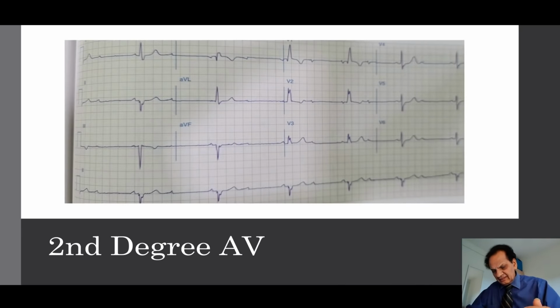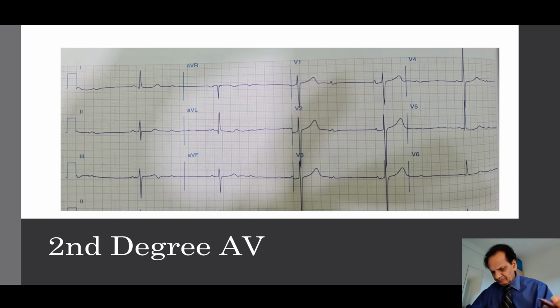This is second degree heart block. Every alternate P is not conducted and not giving the QRS. So these P's here, this is not conducted and this P is conducted. So it's a second degree heart block and the PR is not changing. So it is type 2 Mobitz.